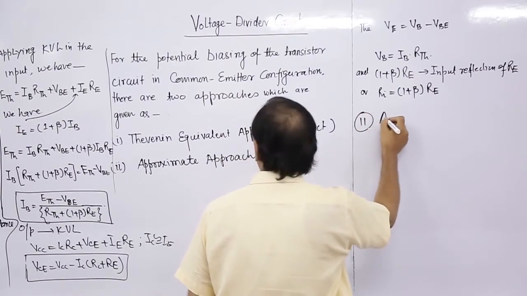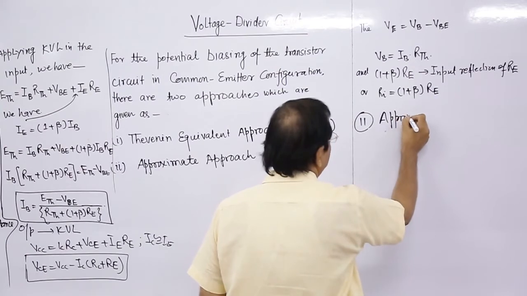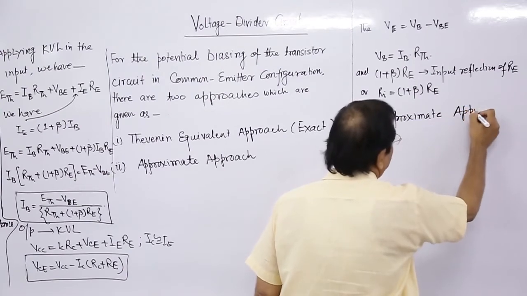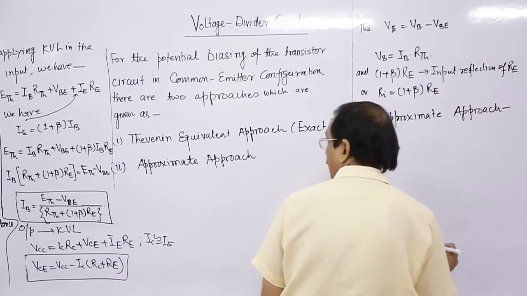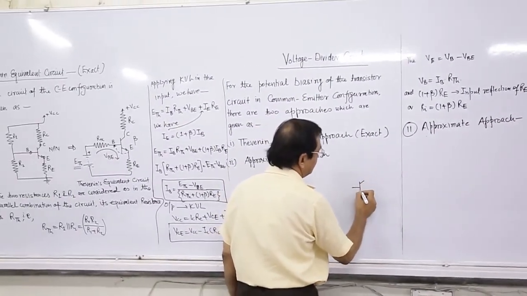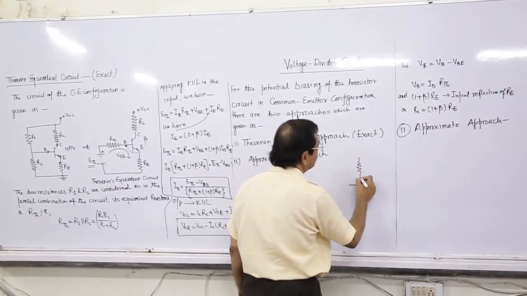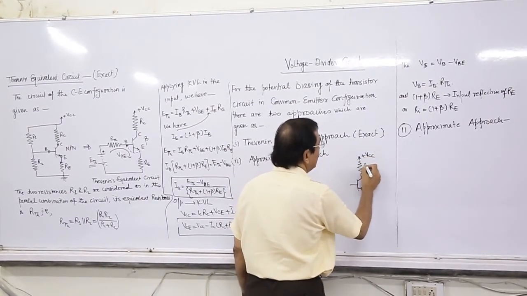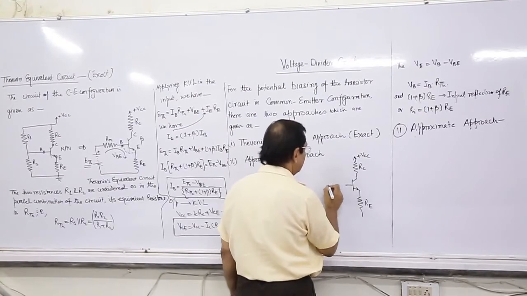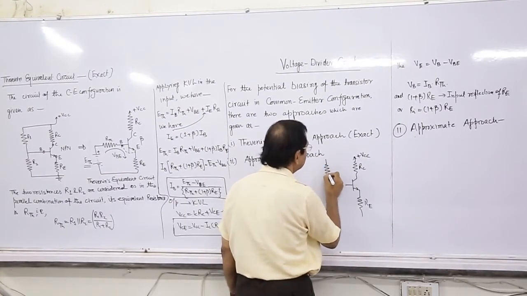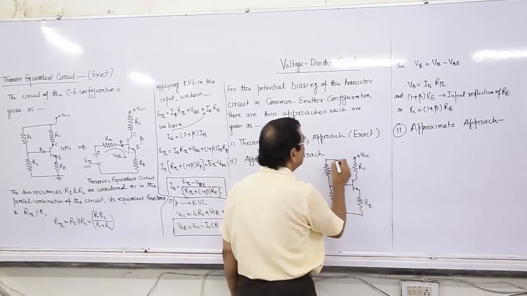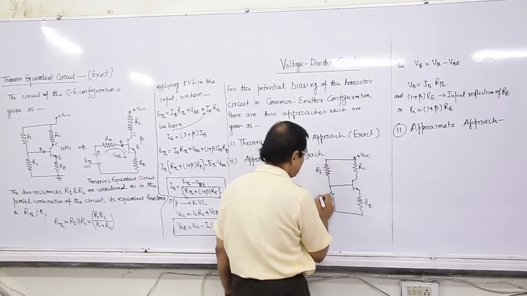The second is the approximate approach. How does the approximate approach work? The same circuit, that is the circuit of this transistor. This is plus VCC, RC, this is RE, and here this is R1 and this is R2.